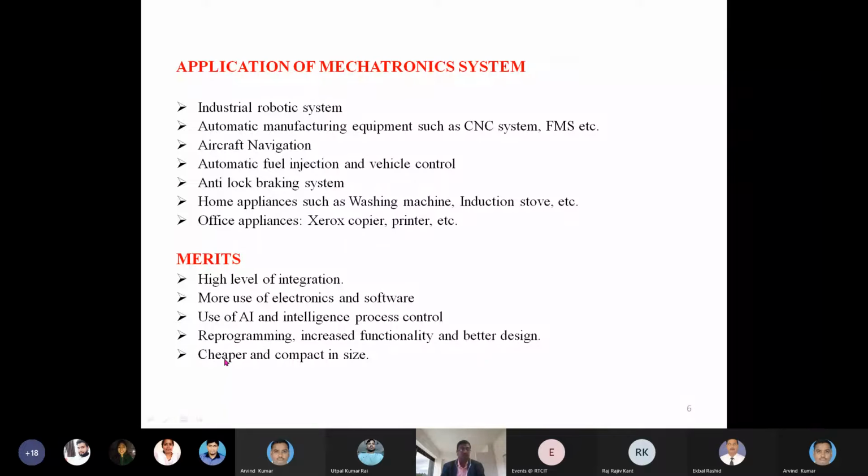Compared to a purely mechanical system, the mechatronic systems are cheaper and compact in size, with better mobility and lighter weight, and these are very real advantages of the mechatronic system.